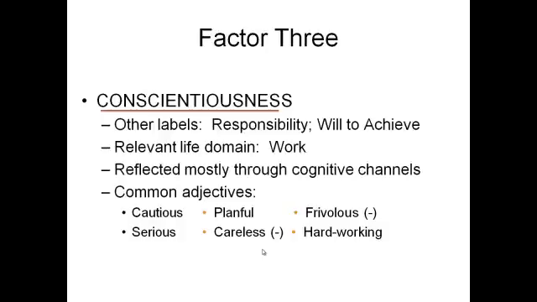Okay. So, conscientiousness, responsibility, will to achieve. And again, the life domain would be work, and that would make sense. The idea being that a conscientious person does good work and does the job that they need to do. So adjectives represent cautious, serious, planful, hardworking. Careless and frivolous obviously would be on the low end of conscientiousness.